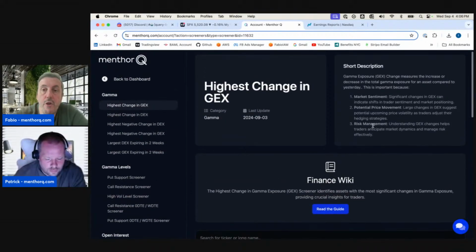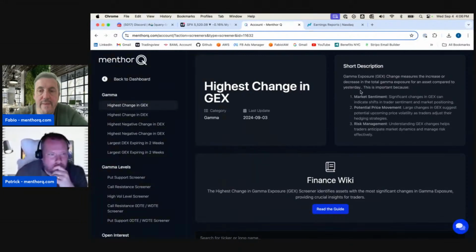So very easy. If you don't know what, for example, the GEX means or what the highest change in GEX means, you can look at it here. So again, why is this screener important? Market sentiment. It shows us changes in gamma, potential market shifts, like trader sentiment becoming more bullish or more bearish. You can use it for risk management or price movement and so on.